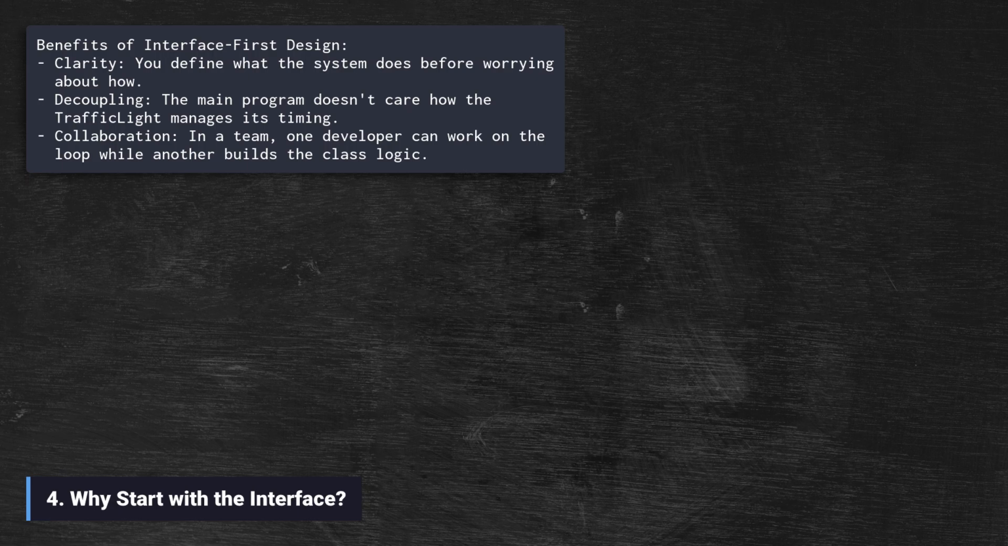By defining the interface first, we create a contract. As long as the update method exists and takes a brightness value, we can change the internal logic of the traffic light later without ever touching our main loop code again.